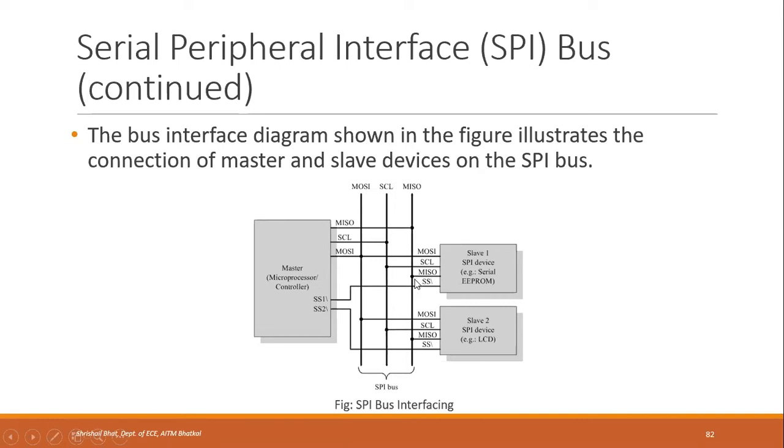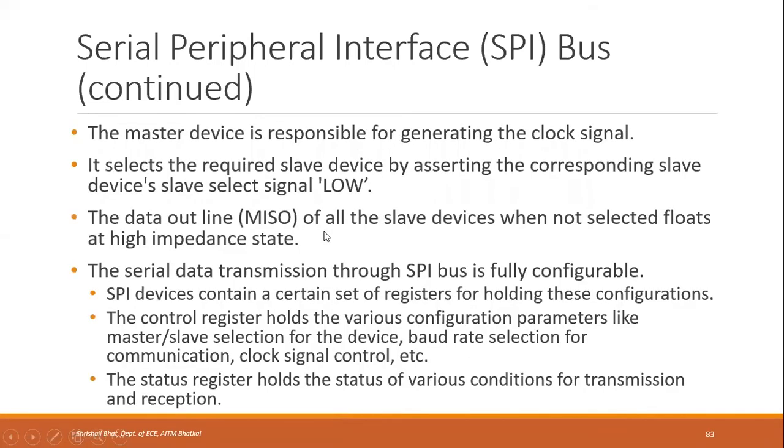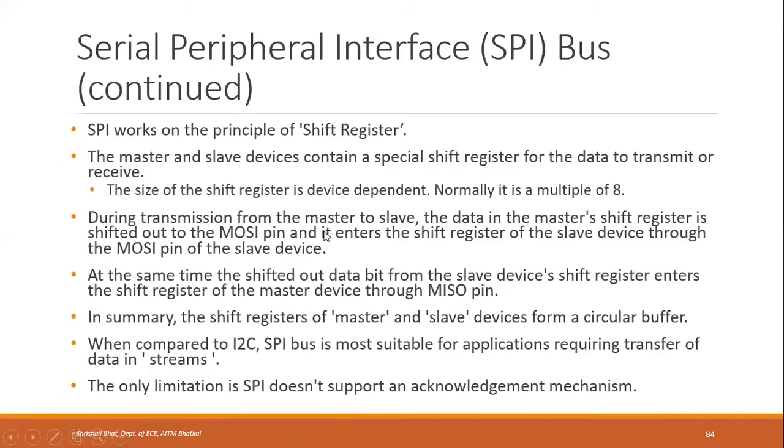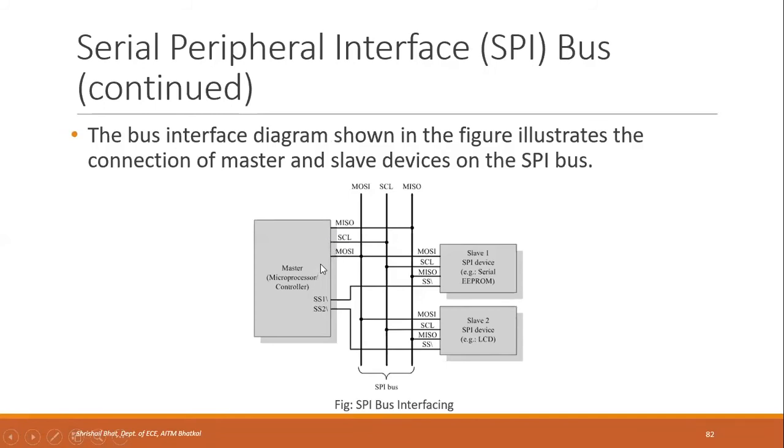MISO is master in, slave out, right? Those bits which are shifted out will come to the MISO pin, and through this MISO line they will be copied into the shift register of the master. So the data will be shifted from master to the slave, and the shifted-out bits will again be shifted from slave to the master. That's why they form a circular buffer from master to the slave and from the slave to the master through the pair of MOSI and MISO lines.